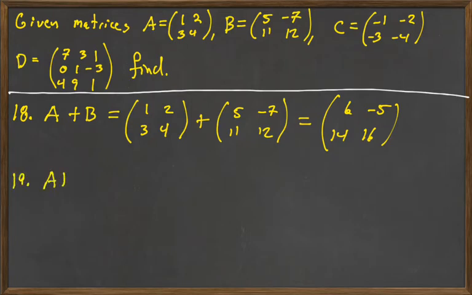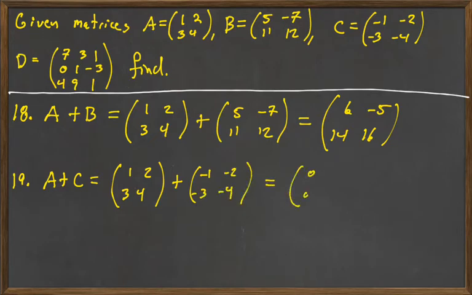Now we're going to add matrix A and C. Okay, and what's going to happen is it's 1 plus -1 is 0, 3 plus -3 is 0, 2 plus -2 is 0, and 4 plus -4 is 0. This is the 0 matrix for 2 by 2s. And it may also be called the additive identity for matrix addition.